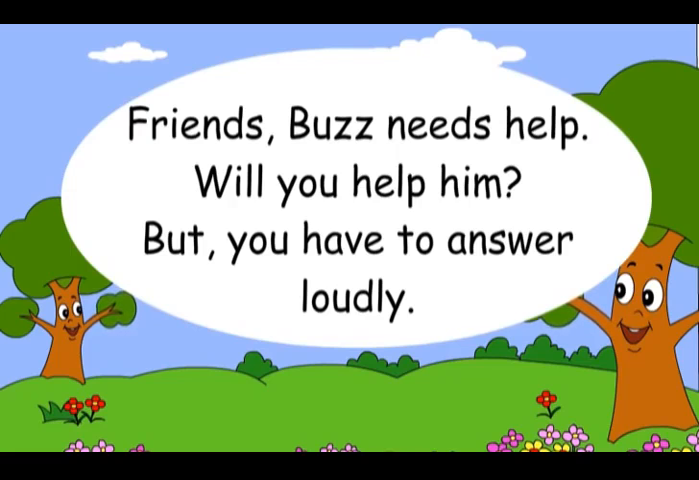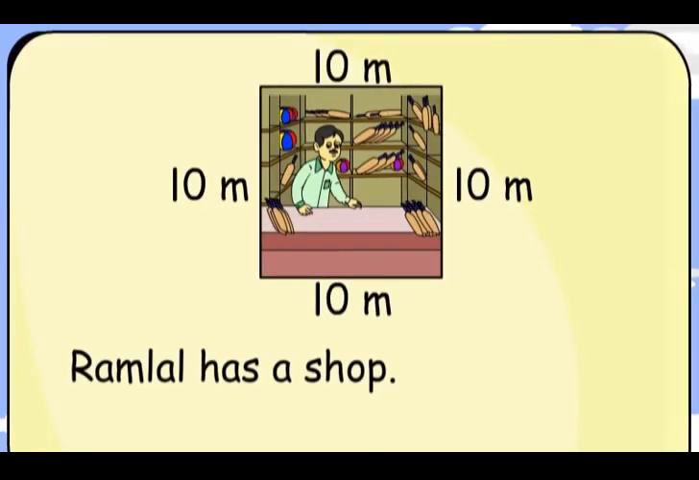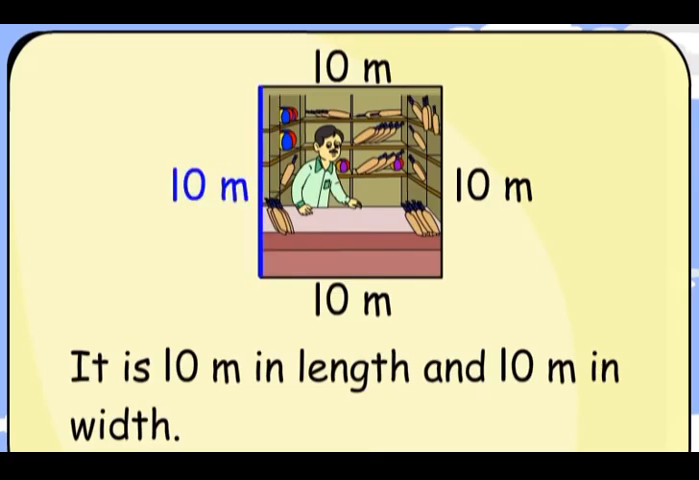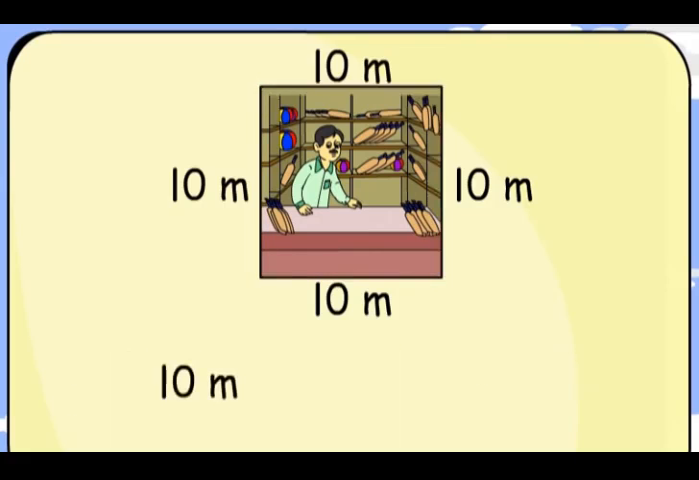Friends, Buzz needs help. Will you help him? But you have to answer loudly. Ramlal has a shop. It is 10 meters in length and 10 meters in width. Can you find out the length of the boundary of his shop? 10 meters into 4 is equal to 40. The length of the boundary is 40 meters.